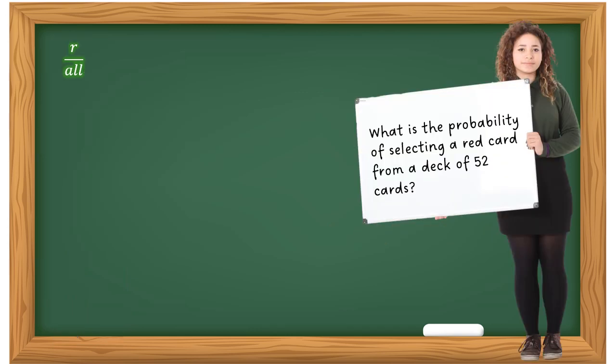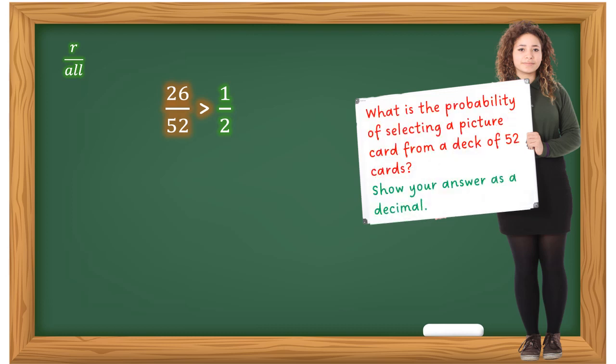What is the probability of selecting a red card from a deck of 52 cards? Again, you can see there are 26 red cards in a pack of cards, so there's half. So you've got a 1 in 2 chance of picking a red card. Now, the second part of the question is, what is the probability of selecting a picture card from a deck of 52 cards? And it says show your answer as a decimal.